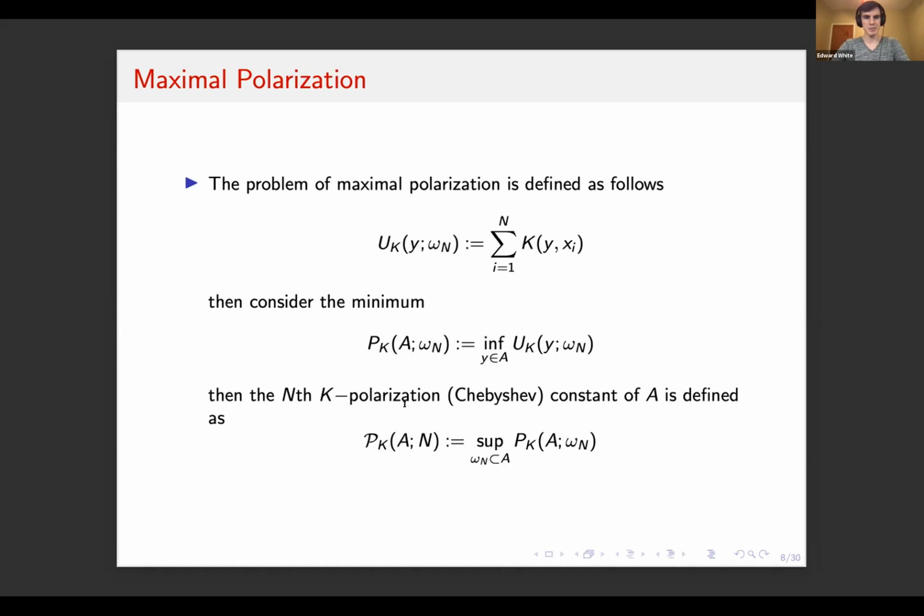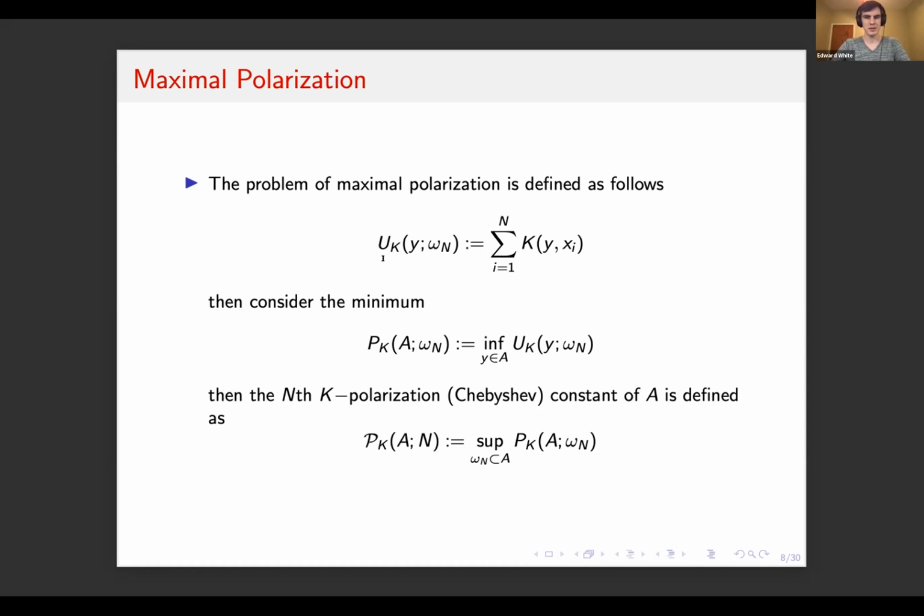And then the nth K polarization, and then we have in parentheses Chebyshev, because this has some relations to the Chebyshev polynomial. This kth polarization constant of A is just defined as the supremum over all configurations omega n inside A of these infimums of these sums. So again, this is sort of a difficult problem to get a good handle on, and that's why we want to try and move these questions that we have about energy and polarization into the cases of packing and covering.